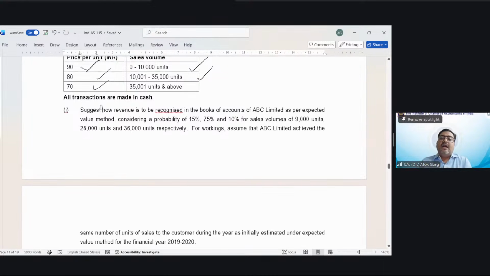Suggest how revenue is to be recognized in the books of accounts of ABC Limited as per the expected value method. Friends, while computing the variable consideration, we have covered two aspects.